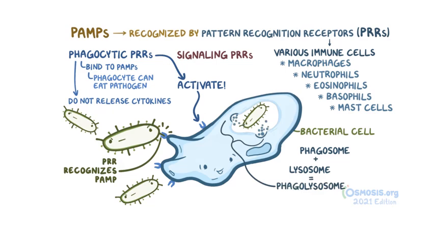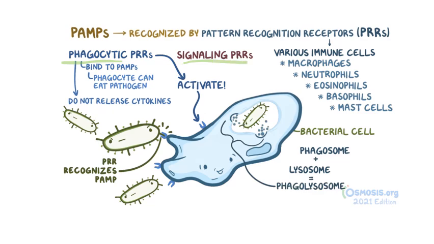All right, so remember that you have two types of PRRs. One of them signals the cell to eat the pathogen, and another one is going to signal the cell to send signals out. So you have your phagocytic PRRs, and you have your signaling PRRs, okay?